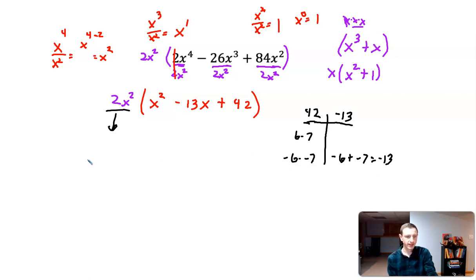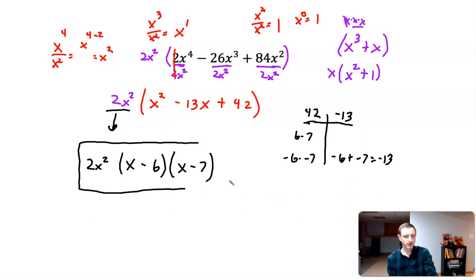And we make sure we tack on that GCF. So we're going to have 2x squared times x minus 6 times x minus 7. And there it is, completely factored. Yeah, pretty difficult problem there. If you're not catching that GCF, or if you're not catching that a GCF of x squared can be factored out, that's going to make things very difficult. Those are very big steps that you want to make sure you're catching.